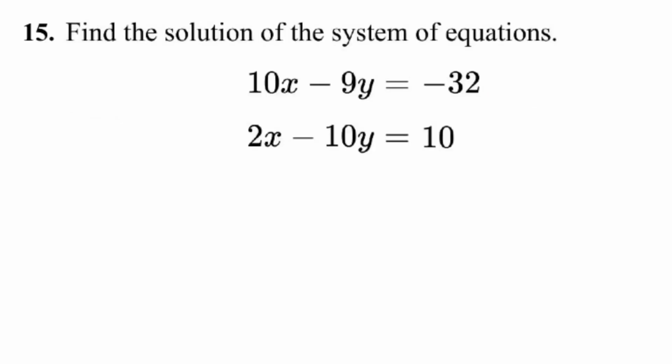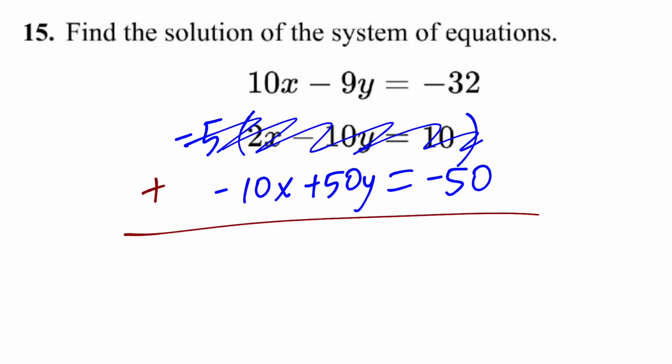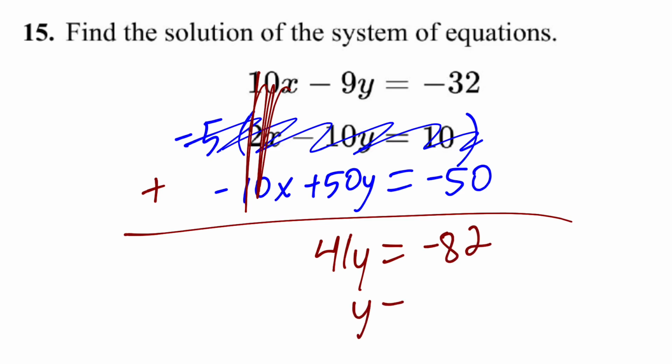For 15, I'm going to take the bottom one times negative 5. That will give me negative 10 for the x column, which is great because I can eliminate the x's. This gives me positive 50y and negative 50 over here on the right. So I'm going to cross out this one. I'm going to add straight down. My x's go away. I'm at 41y is equal to negative 82, which tells me that y is negative 2.